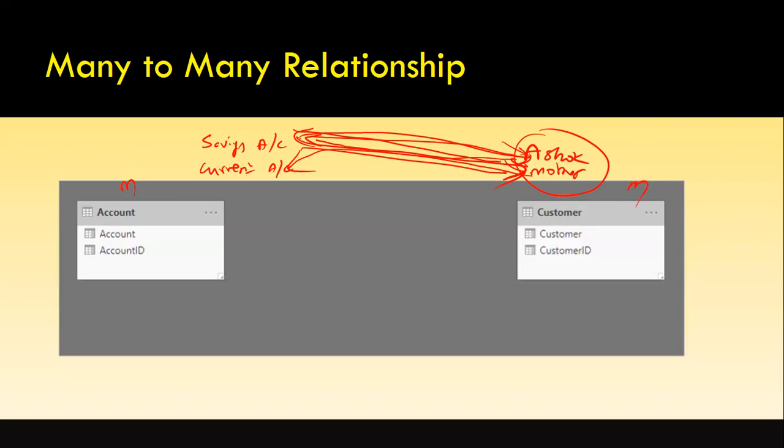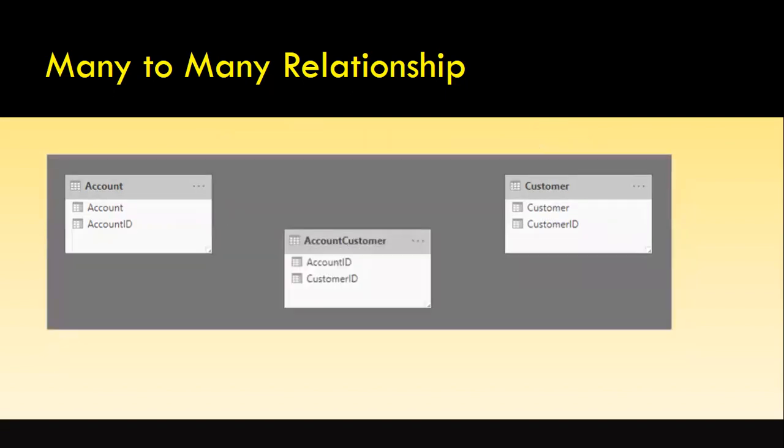Then how do we design this table? How do we model this table? Data modeling, how do you do that? We need to have a bridge table here. Why do we need to have a bridge table here?